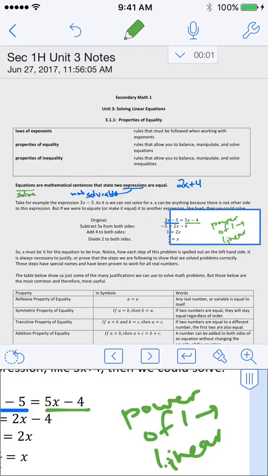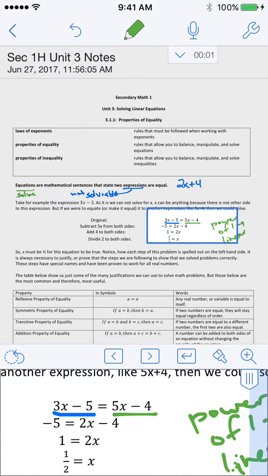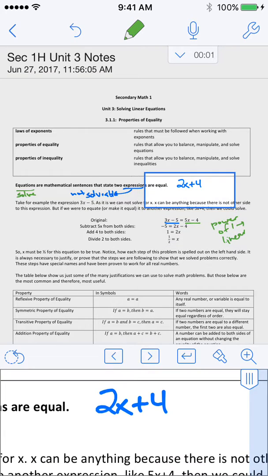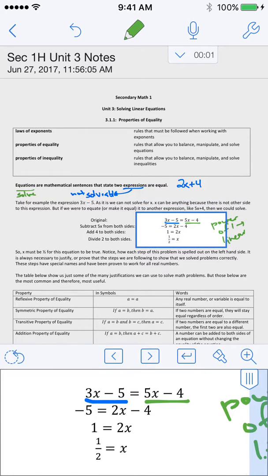Remember, we've been adding them and subtracting them and multiplying them. We did that last section. But now we're just going to be solving anything to the power of 1. Okay, so 3x minus 5, 5x minus 4, 2x plus 4, right? That stuff equaling other stuff, or even things like 5. That stuff we can solve, right? So that's what we'll be doing in this chapter.